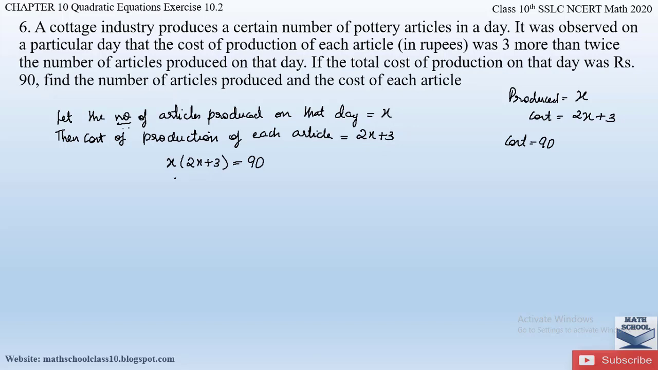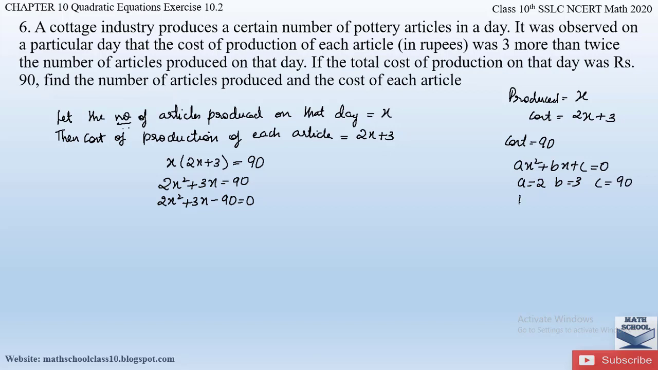So if we open these brackets, we are going to get 2x into x is 2x square plus 3x is equal to 90, or if we send this 90 to the left hand side, we are going to get 2x square plus 3x minus 90 is equal to 0. Now this is of standard quadratic equation form, which is given by ax square plus bx plus c is equal to 0, where a is equal to 2, b is equal to 3 and c is equal to 90.